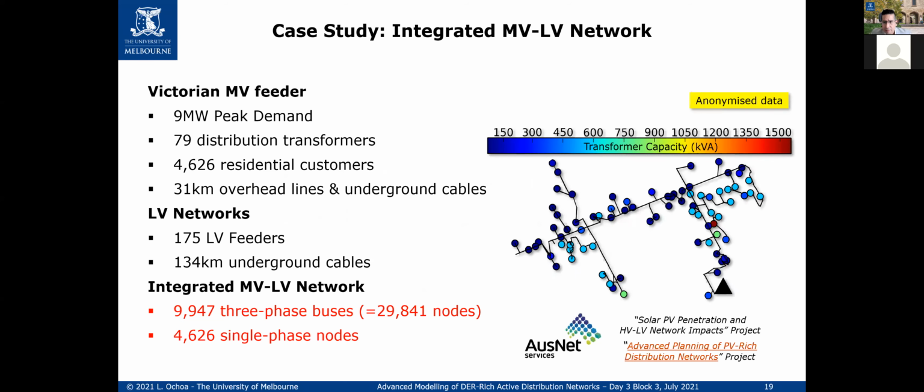So the case study we're going to use, now we're moving to Australia. This is an integrated medium voltage, low voltage network with around 9 megawatts of peak demand, more than 4,600 residential customers, 79 distribution transformers. And all of this means, in terms of nodes, almost 30,000 nodes that are going to be used here.